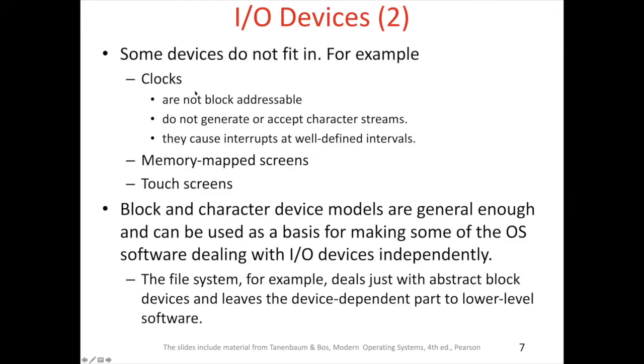Some devices do not fit. For example, clocks are not block addressable, do not generate or accept character streams, and they cause interrupts at well-defined intervals. The same goes for memory-mapped screens and touch screens. Block and character device models are general enough to be used as a basis for making some of the operating system software dealing with input-output devices independent. The file system, for example, deals just with abstract block devices and leaves the device-dependent part to lower-level software.